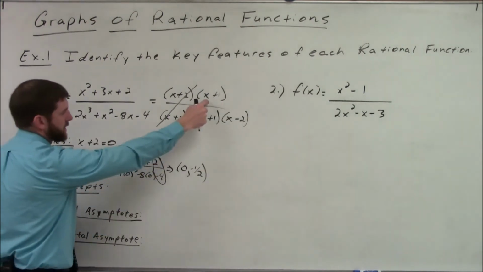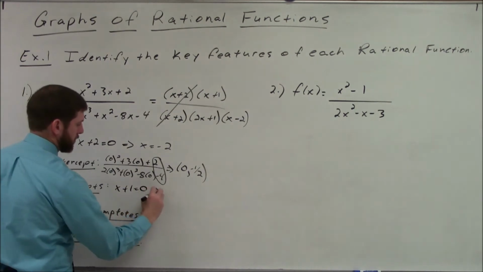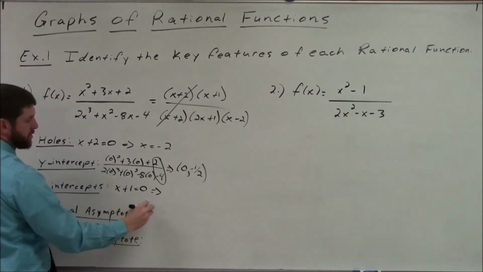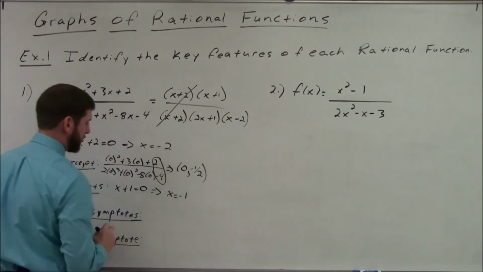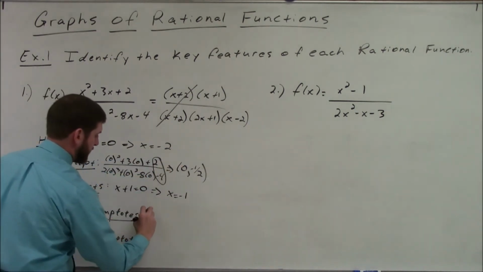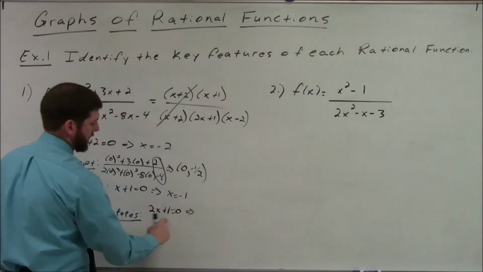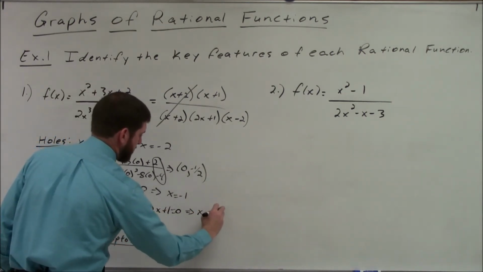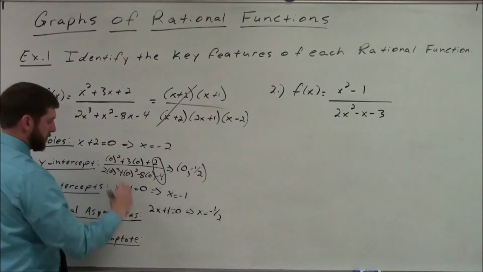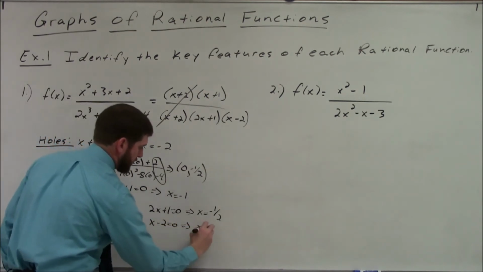X-intercepts are where the simplified numerator equals 0. So x plus 1 equals 0, subtract 1, x equals negative 1. Vertical asymptotes are the simplified denominator. 2x plus 1 equals 0, subtract 1, divide by 2, x is negative a half. X minus 2 equals 0, add 2, x equals 2.